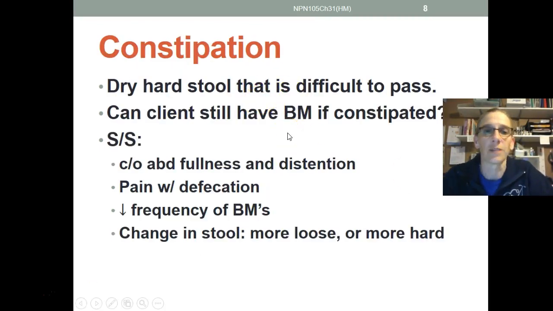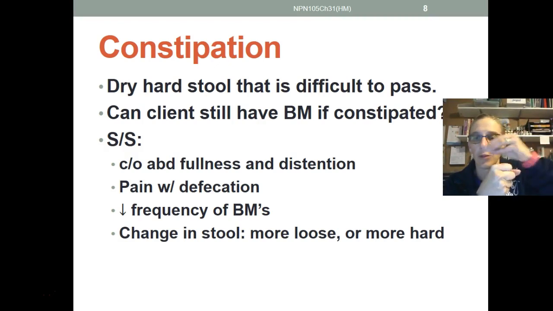All right, constipation. Dry, hard stool that's difficult to pass. Can a client still have a bowel movement if they're constipated? So that's a good question. Yes, they can still have a bowel movement while they're constipated. What may happen is they may get impacted stool in the bowel, and they may have looser stool developing, and it can seep around the impaction and then still form again, and they can still have a normal bowel movement.